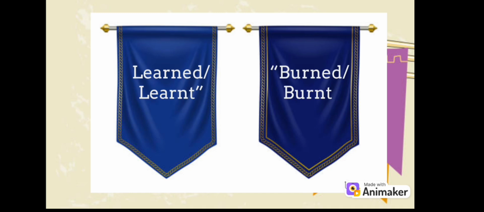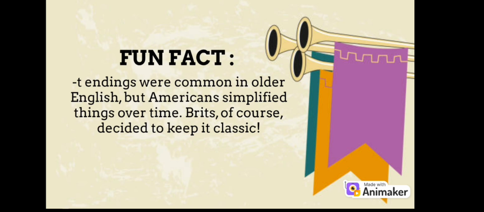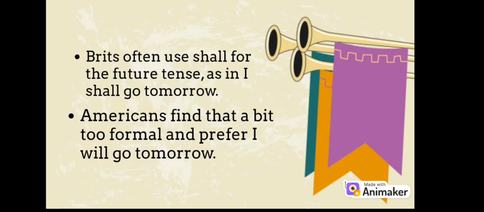Now, let's talk about irregular verbs. Americans use "-ed" endings for most past tense verbs, like learned and burned. Brits, on the other hand, often use "-t" endings, like learnt and burnt. Fun fact: "-t" endings were common in older English, but Americans simplified things over time. Brits, of course, decided to keep it classic.